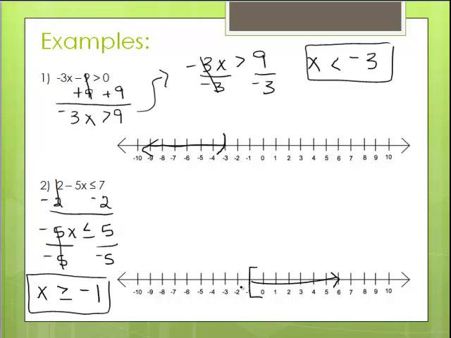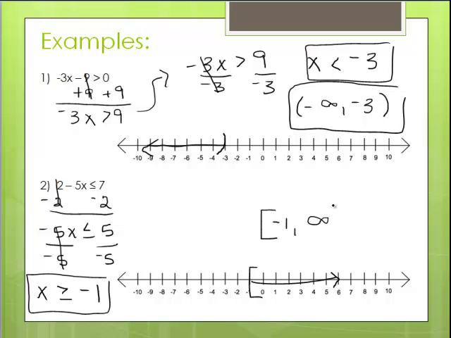So what if we wanted to write both of these in interval notation? This one would be negative infinity to 3, parenthesis. And this one would be bracket negative 1 to infinity, open.